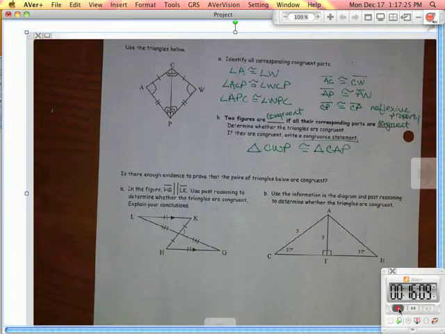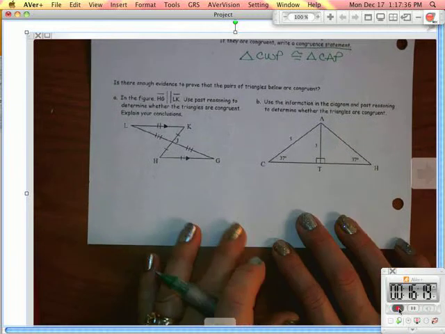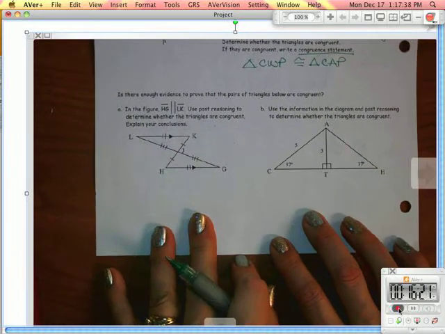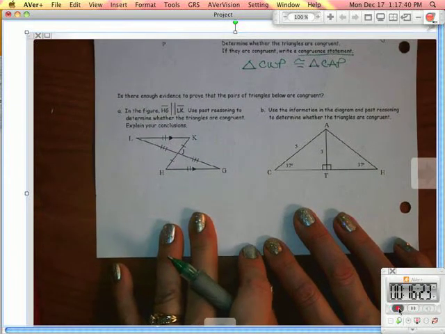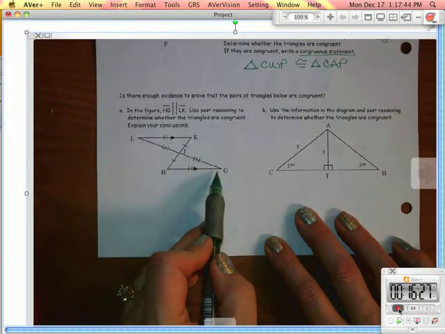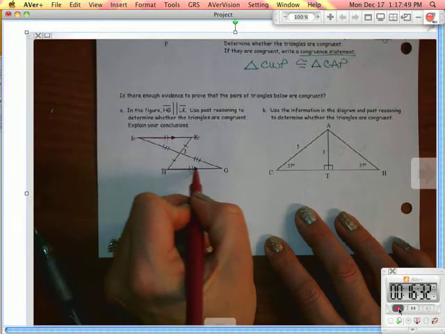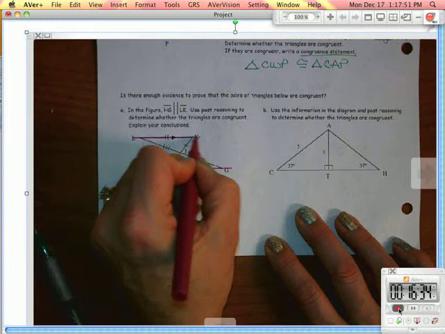So, a couple more things and then I'm done. Is there enough evidence to prove that the pairs of triangles below are congruent? So in this figure, here are those parallel lines that I was talking about. It says that this line is parallel to this line. Okay? So, use past reasoning to determine whether the triangles are congruent. Explain your conclusions. Well, let's look at the sides first.